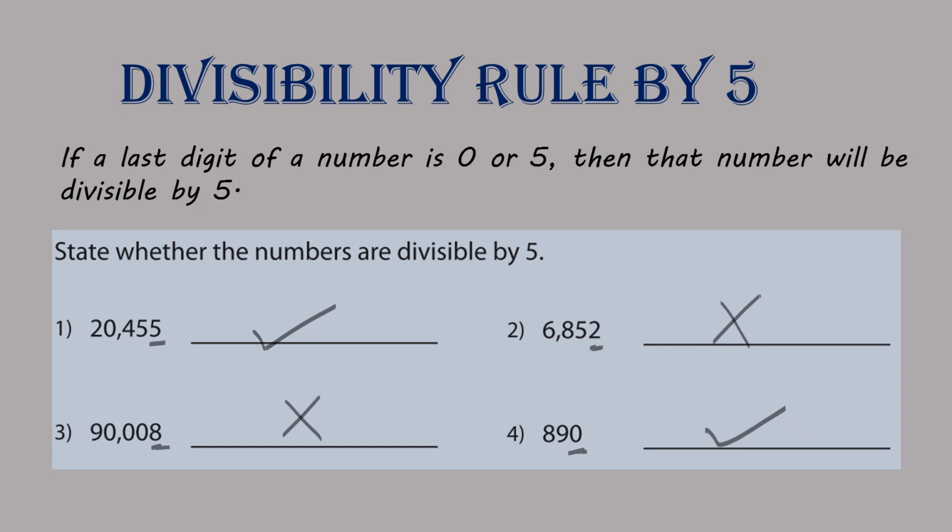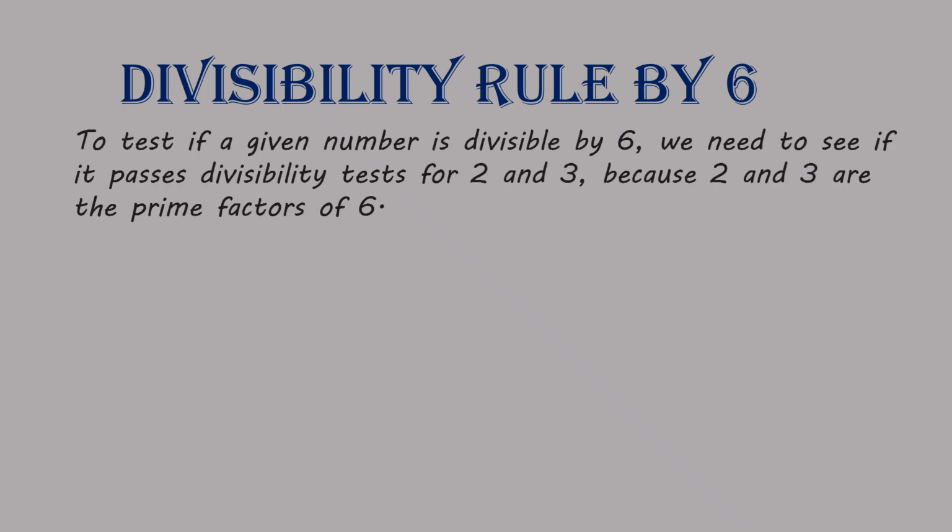Now let's see the last rule of today's video. We have with us the divisibility rule by 6. Here you have to apply two rules for divisibility by 6. Because 2 and 3 are the prime factors of 6, for any number to be divisible by 6, it should be divisible by 2 and also by 3. It should not be that it is only divisible by 2, so you say it will be divisible by 6. No, it has to be divisible by 2 and also 3. If it is divisible by both, then that number will be divisible by 6.